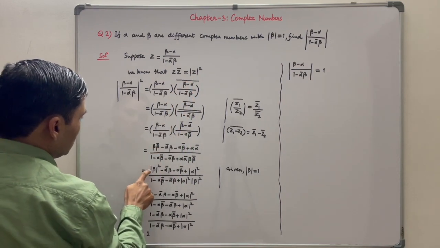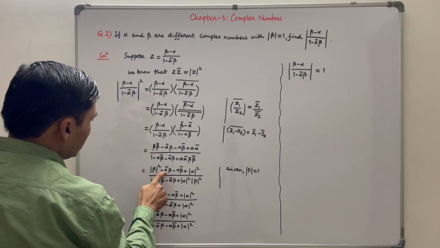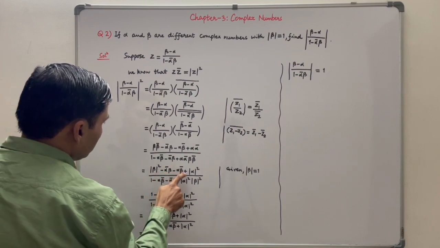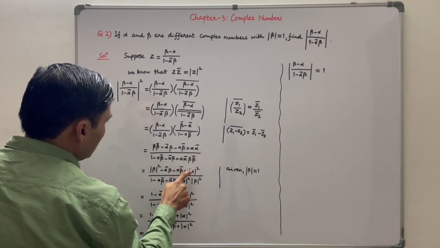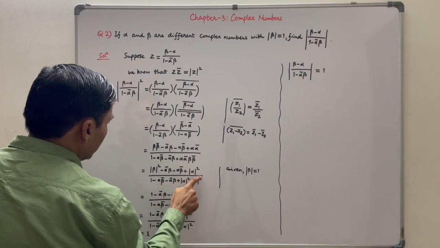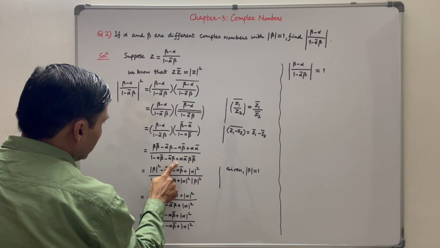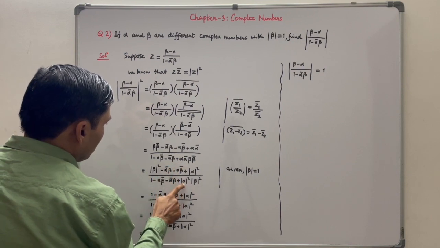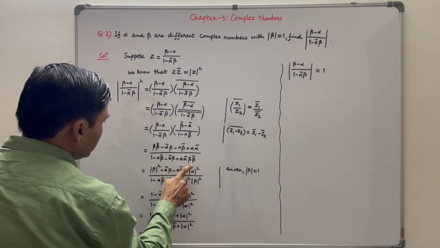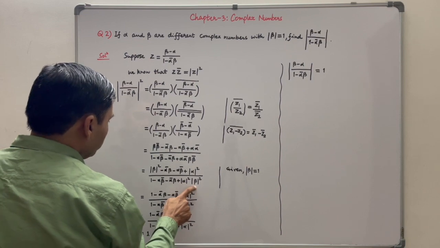beta beta bar is equal to mod beta square, minus alpha bar beta, minus alpha beta bar, plus alpha alpha bar is equal to mod alpha square, upon 1 minus alpha beta bar minus alpha bar beta plus alpha alpha bar is equal to mod alpha square. And beta beta bar is equal to mod beta square.